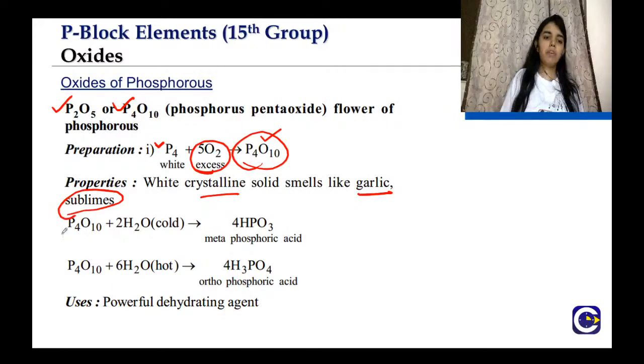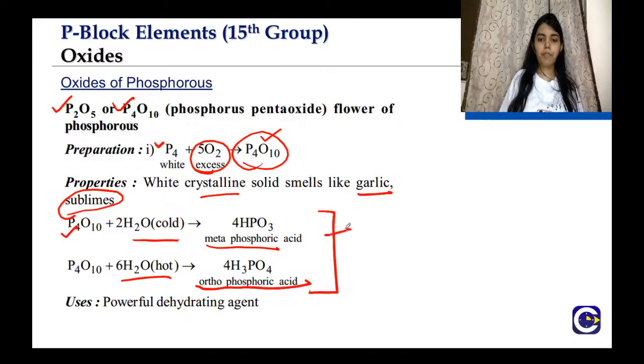Now this is very important: P4O10 on reaction with cold water yields metaphosphoric acid, and on reaction with hot water it leads to the formation of orthophosphoric acid. This will be covered in the oxoacid part, the structures of metaphosphoric acid and orthophosphoric acid, and the nomenclature of metaphosphoric, orthophosphoric and phosphoric acid, right?